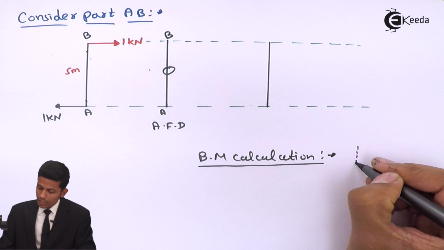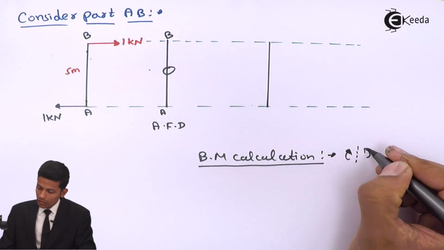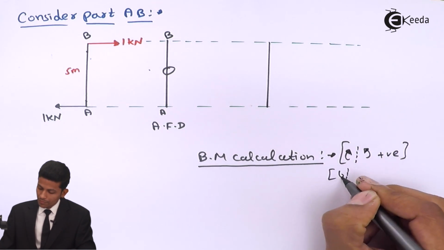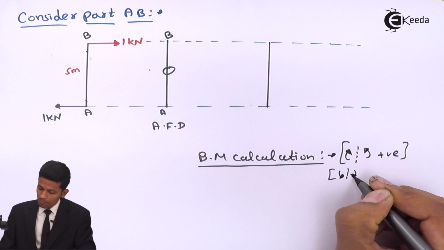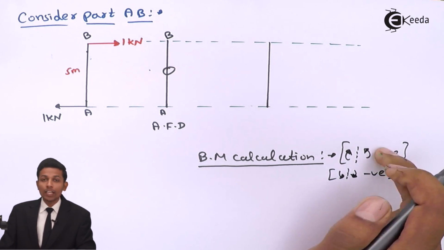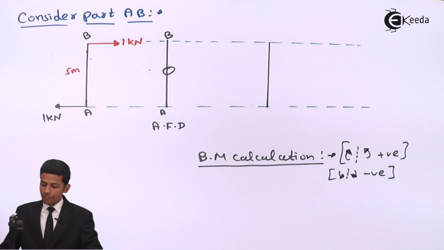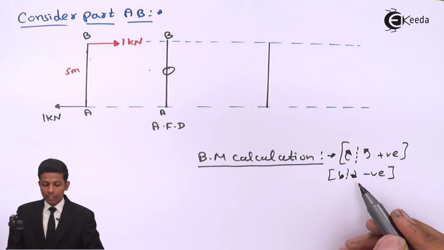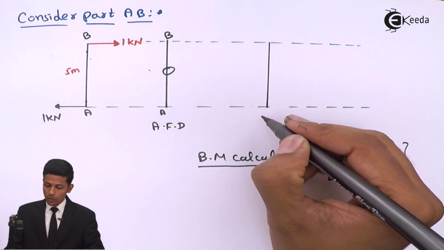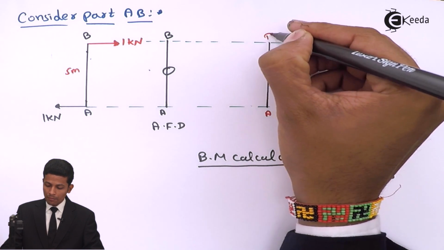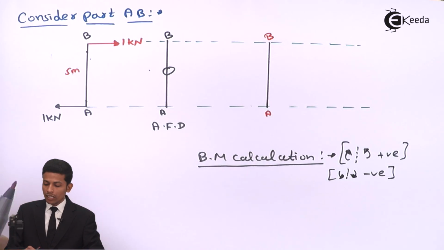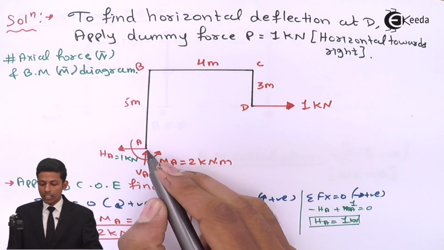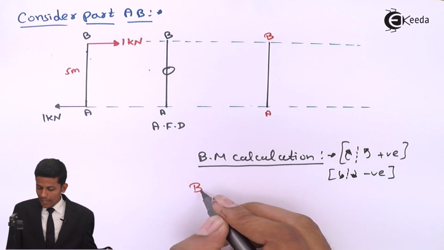Now, what is the sign convention? Sagging is positive and hogging is negative. Friends, we have to follow this sign convention. This is your A, this is your B. Now we have to find the bending moment at A. Always see the original diagram.